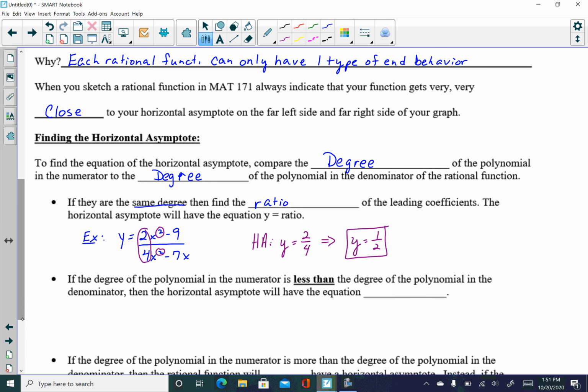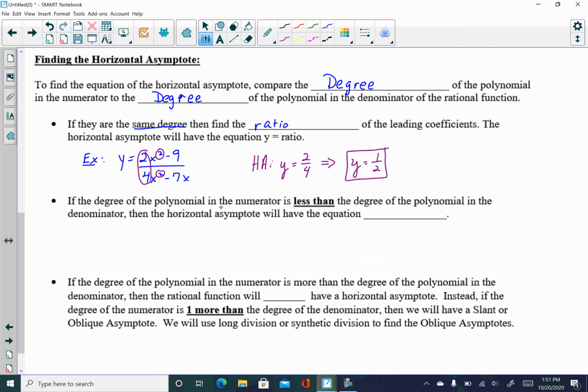Okay. Your next scenario says that if the degree of the polynomial in the numerator is less than the degree of the polynomial in the denominator, so meaning the degree of the top is less than the degree of the bottom, then your horizontal asymptote will have the equation y equals 0.